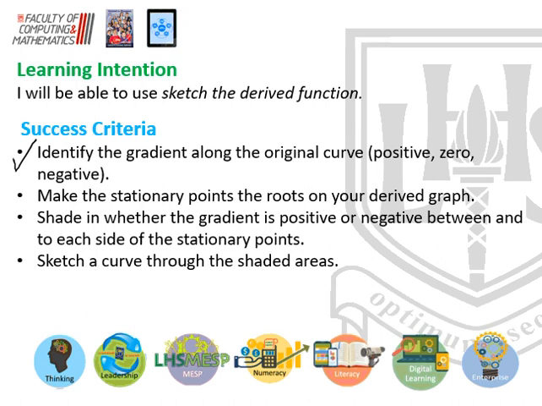Identify the gradient along the original curve, make the stationary points your roots in your derived graph, shade in whether the gradient is positive or negative, and then sketch that curve through those areas. That's your derived graphs.